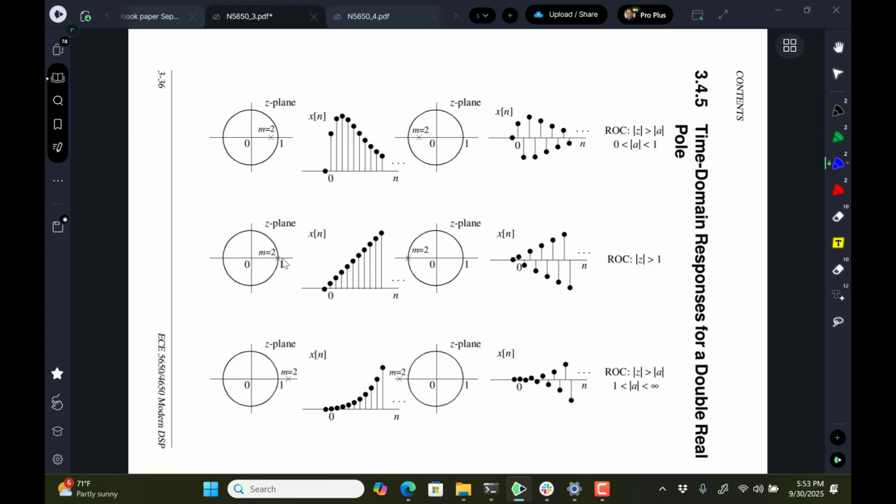If we put a double pole right on the unit circle, it will be a ramp, and if it's on the negative side, it will be an expanding plus and minus ramp. If you make it greater, it will be an exponential growing without bounds, and then it will be an alternating exponential growing without bounds if it's on the left side.